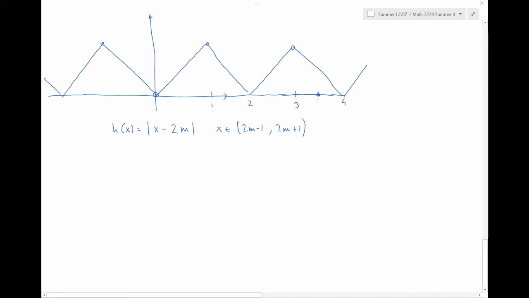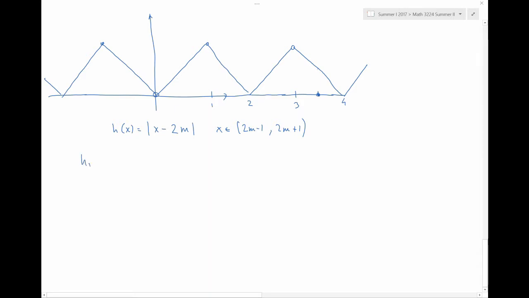So if x is 3.5, that means that m would have to be 2, it will fall into the interval from 3 to 5, and then h of x will be computed as an absolute value of x minus 4, which will give me the absolute value of minus 0.5, which is exactly 0.5.